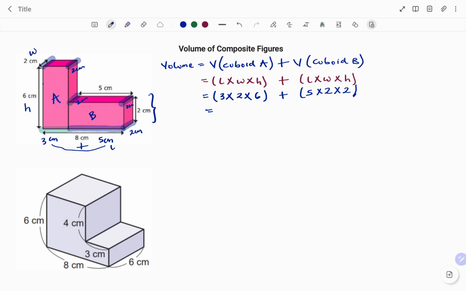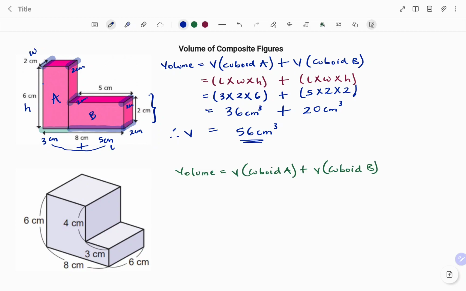If I simplify, I have 3 times 2 times 6. 3 times 2 is 6, 6 times 6 is 36. My unit is centimeters, so I have that as centimeters cubed because it's three-dimensional. And then I have 5 times 2, that's 10, 10 times 2 is 20, also in centimeters cubed. If I add that together, I have the total volume for the composite figure shown in question 1 to be 36 plus 20, 56 centimeters cubed. Let's look at the second example.